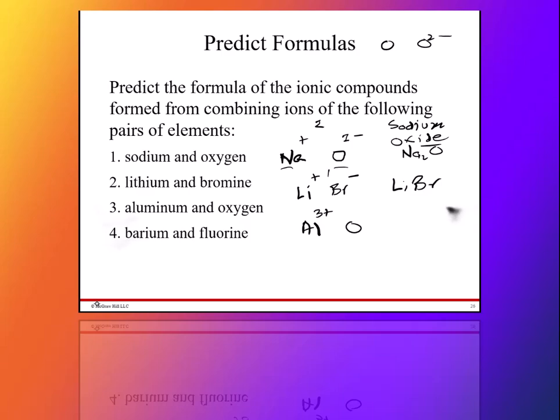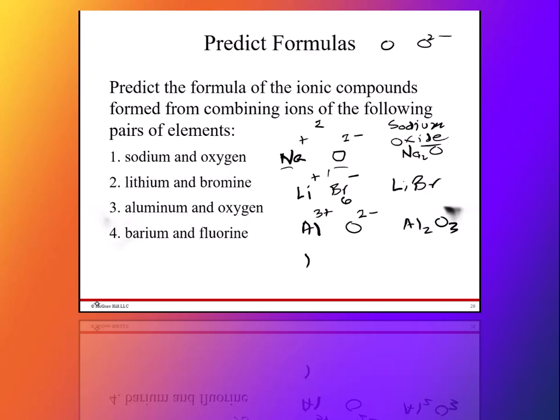Oxygen, group 16, is going to gain 2 electrons to have a full outer shell of 8. 3 and 2 both go into 6. I need 2 aluminums and 3 oxygens to have an electrically neutral compound. Net charge equal to 0. All right, 2 times 3 positive plus 3 times 2 negative will give me an overall charge of 0.